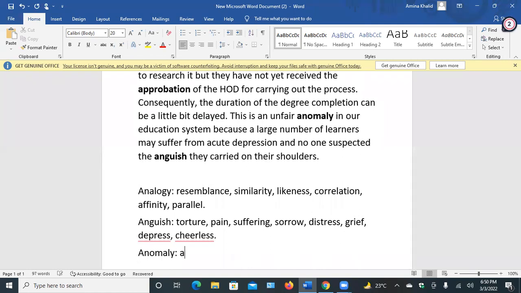It means abnormality, irregularity, exceptions, deviation, variation, inconsistency. Consistency.